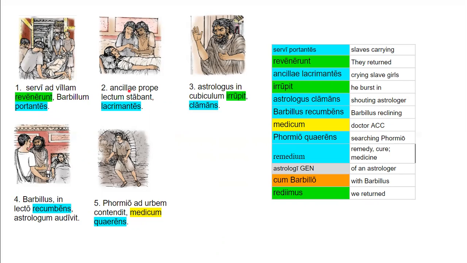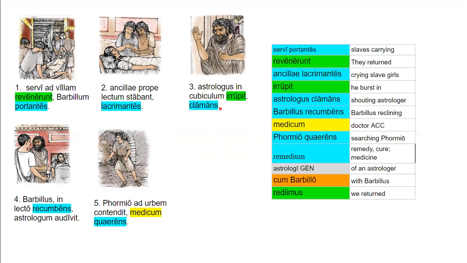All right. Ancillae prope lectum stabant lacrimantes. So the slave girls, the maids, were standing near the bed crying. The slave girls are being described as what kind of slave girls? The crying slave girls. They're doing the action of crying. Notice that there's no direct object to that. Astrologus in cubiculum erupit clamans. The astrologer burst into the bedroom shouting.